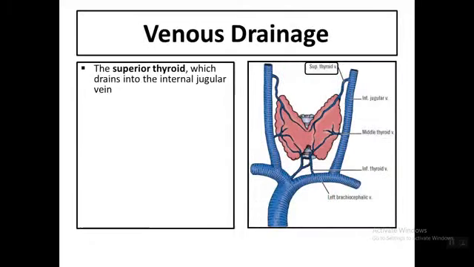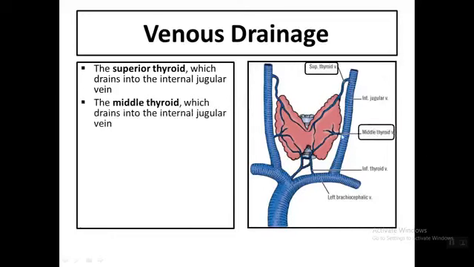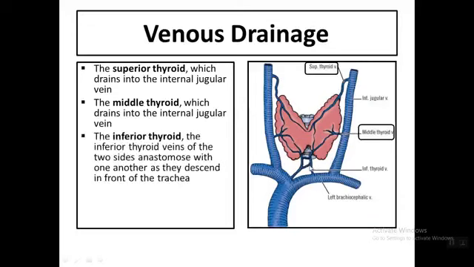Now we come to the venous drainage. We have three veins: the superior thyroid vein, which drains into the internal jugular vein; the middle thyroid vein, which also drains into the internal jugular vein; and the inferior thyroid vein. We have two inferior thyroid veins.